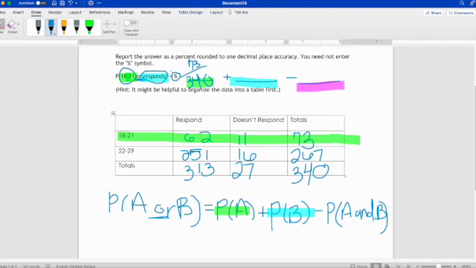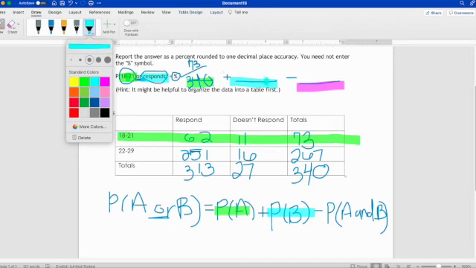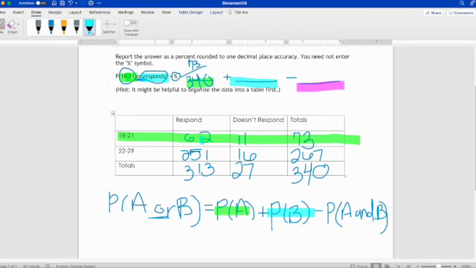That's the probability of picking someone in the age group 18 to 21. Now, I want to find what's the probability of picking someone that responds. So now I'm going to color coordinate. I'm doing this in this aqua blue color so you can see how this works. If the person responds, they're in this group here. So that's going to be a total of 313 out of 340.